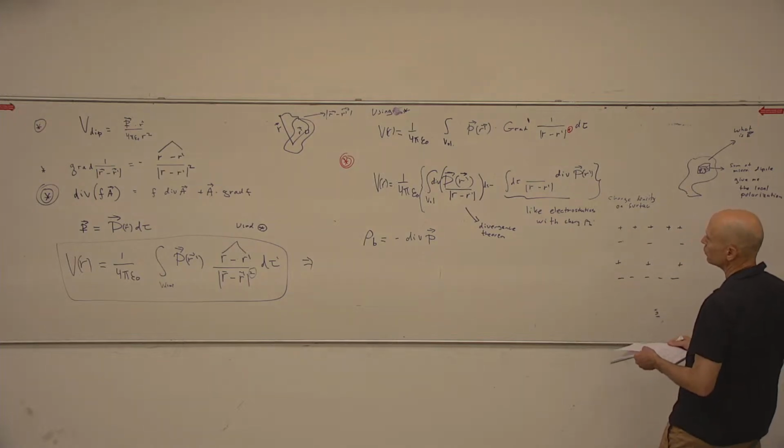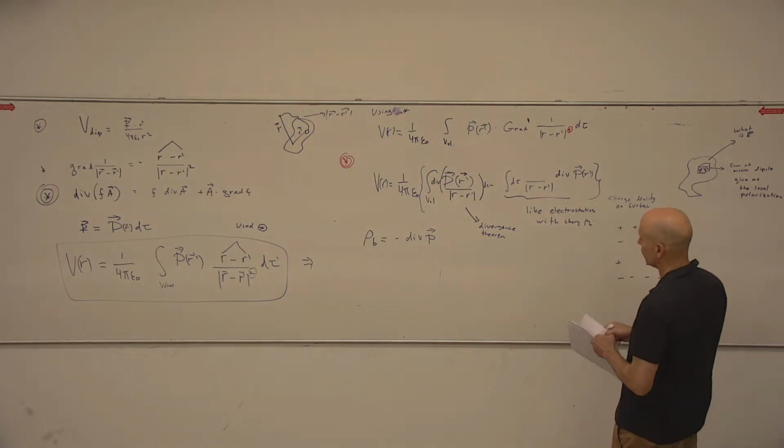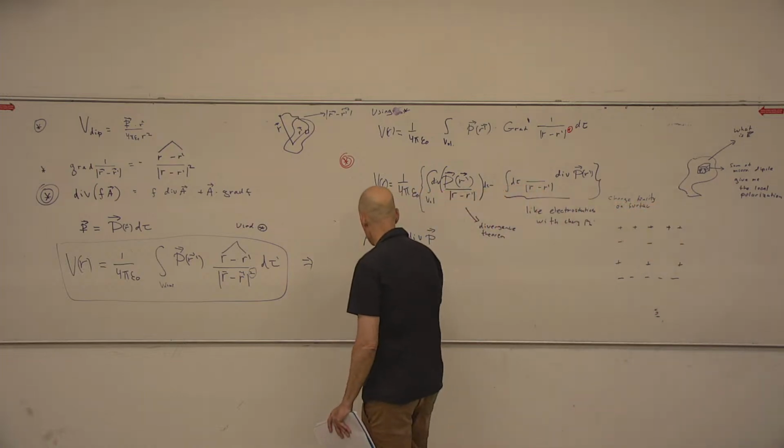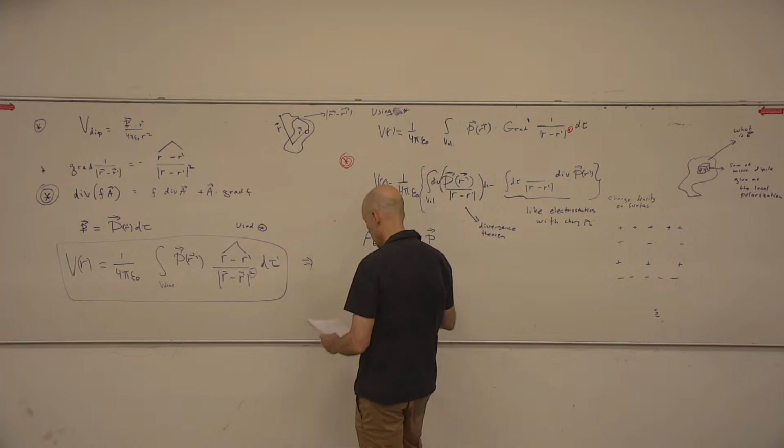Okay, so we can use the divergence theorem and go to an integral over the surface, and then I'm just using it. V of r is 1 over 4 pi epsilon 0.